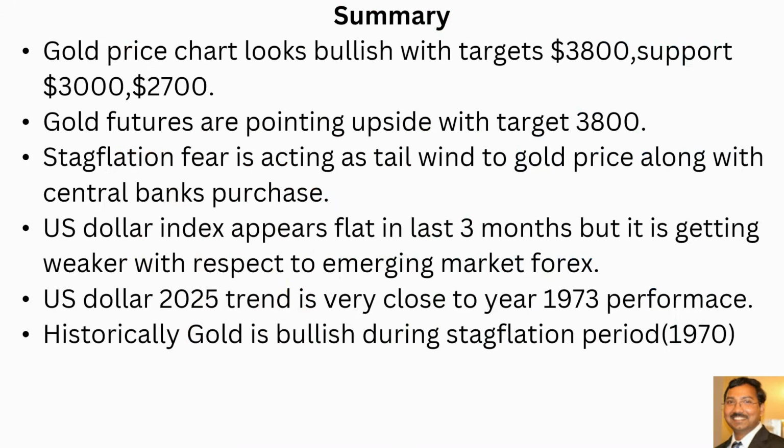And this is my summary of this video. The gold price chart looks bullish to me, and the target is 3,800, with support at 3,000 and 2,700. Gold futures are pointing upside with a target of 3,800 in the next 21 months. Stagflation fear is acting as a tailwind to the gold price along with the central banks' purchases. We saw that in 2022, 23, 24 the central banks bought gold, and they are continuing to buy it. The US dollar index appeared flat in the last 3 months, but it is getting weaker with respect to emerging market forex. The US dollar in 2025 is very close to 1973 performance. Historically gold is bullish during stagflation periods, like in the 1970s, as we just saw.